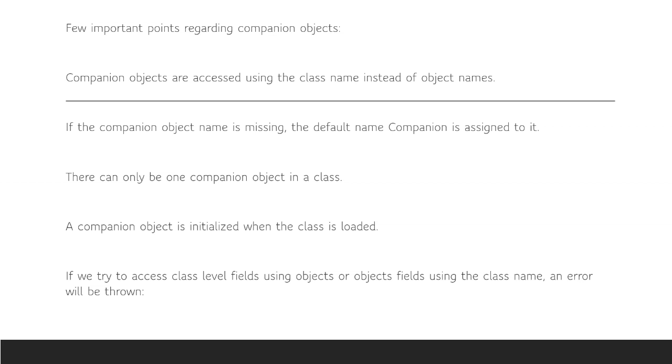So that means we have some points. Companion objects are accessed using the class name instead of the object name. That is an important point. If the companion object name is missing, the default name Companion is assigned to it. And there can be only one companion object in a class. And a companion object is initialized when the class is loaded. And if you try to access the class level fields using the objects, an error will be thrown in that case.